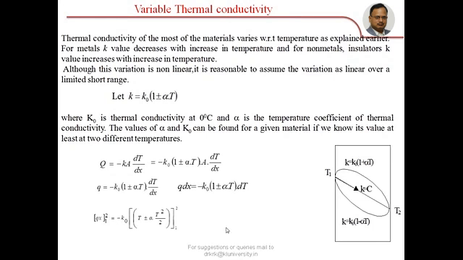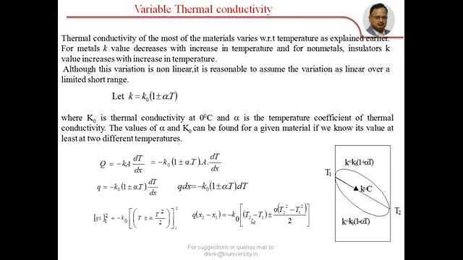X varies from x1 to x2, that is x2 minus x1, the thickness of the slab, and temperature varies from T1 to T2. So K naught is a constant. 1 into dT, integration is T, plus or minus alpha T dT, integration is alpha T square by 2, limits 1 to 2, and q into dx, integration is qx, limits 1 to 2. So it is q into x2 minus x1 equal to minus K naught into T2 minus T1 plus or minus alpha into T2 square minus T1 square by 2.